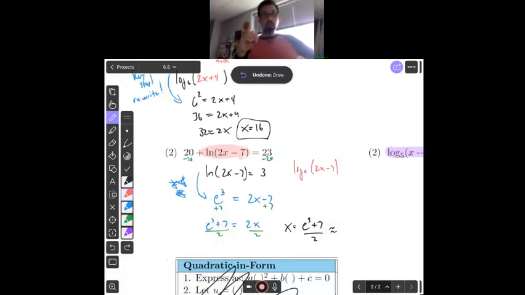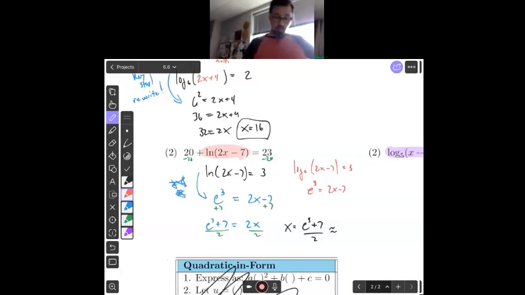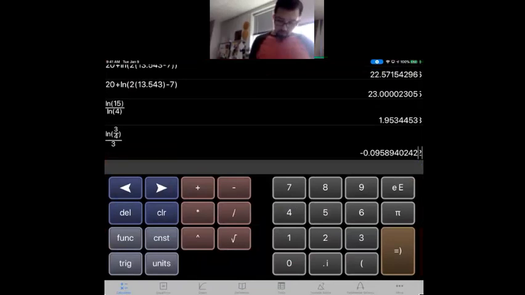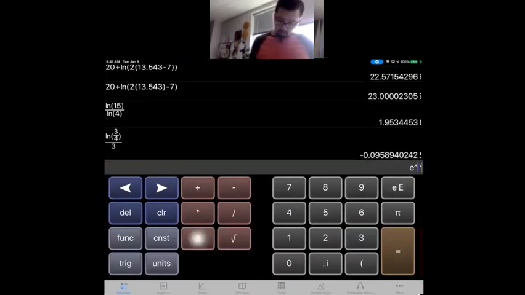So remember, Maddie, natural log of 2x minus 7 is the same thing as log base e of 2x minus 7. When I say log base e of 2x minus 7, I'm asking myself, e to the what is 2x minus 7? And if our answer is 3, then that means that e to the third is 2x minus 7. So e to the third, was it plus 7? Yes, plus 7 divided by 2.